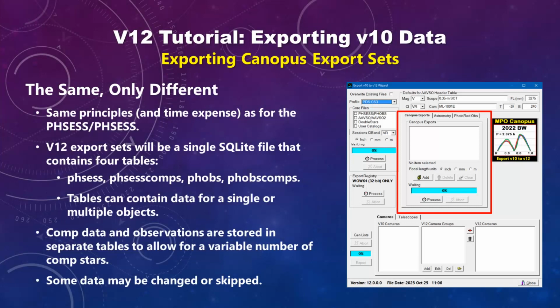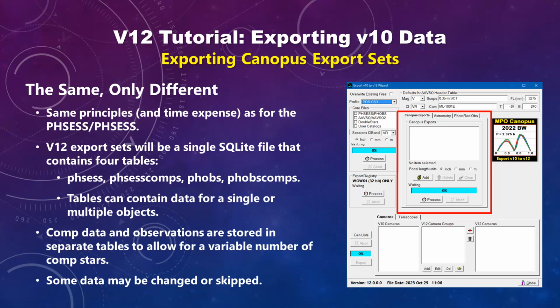Canopus export sets have the same structure as the PH-Sesh and PH-ARBS tables. They just store a limited number of sessions and observations, often for a single object. In version 12, there are 4 tables, with the comp star data for the sessions and observations placed in their own separate tables. The main reason was to allow a variable number of comp stars for each session, with a maximum of 15 stars. Those 4 tables are stored in a single file, which is called a database in SQLite.